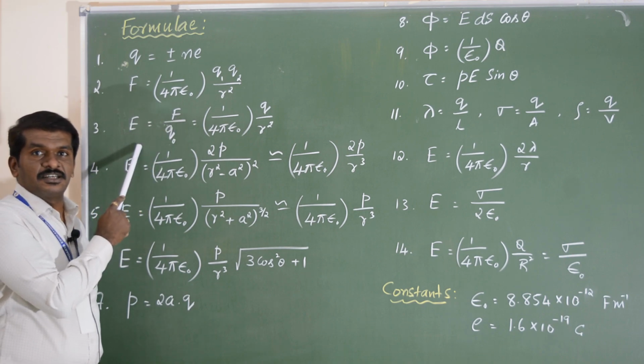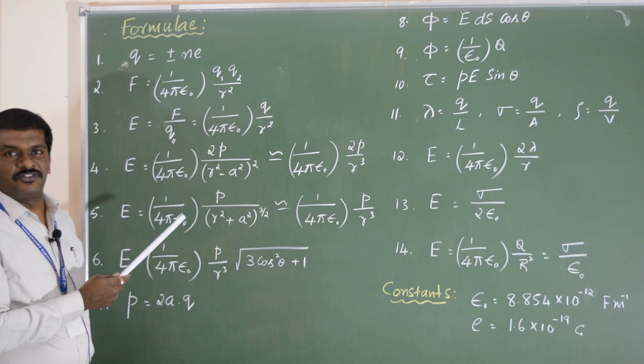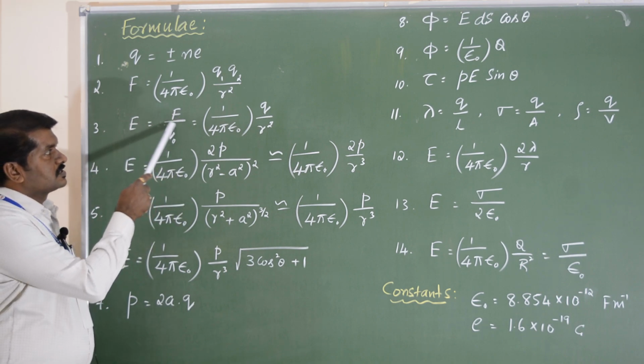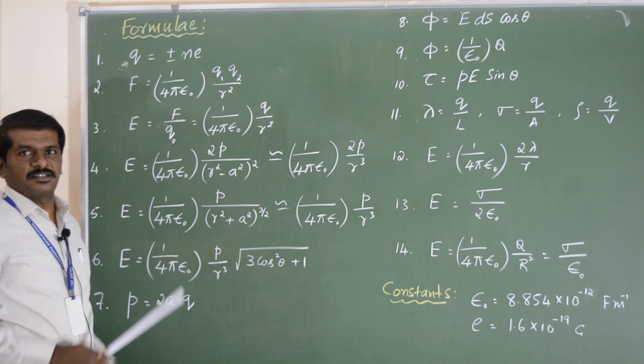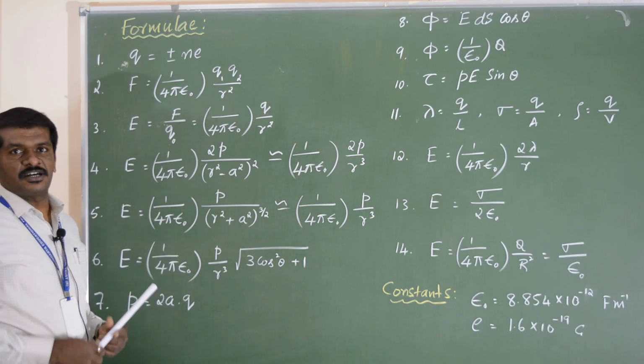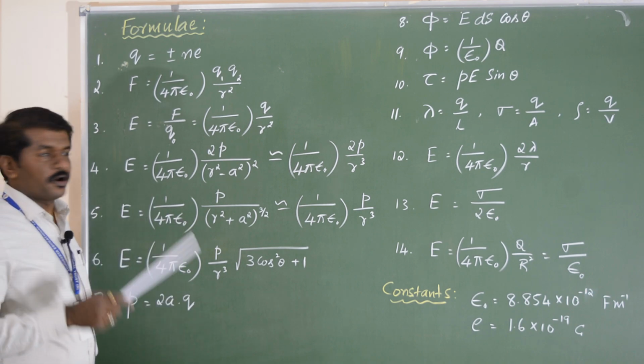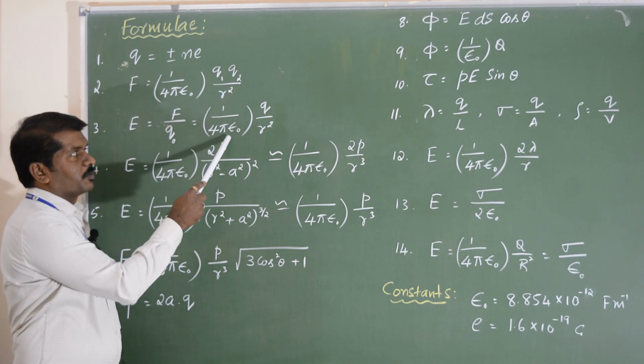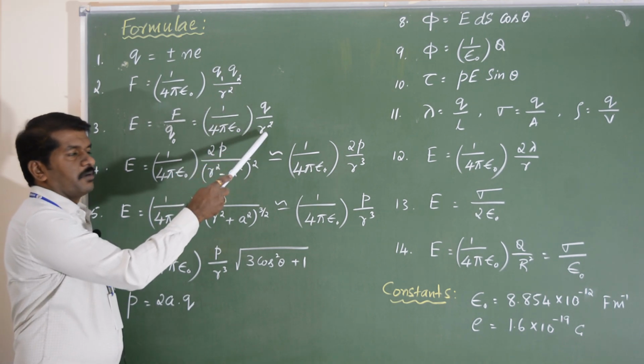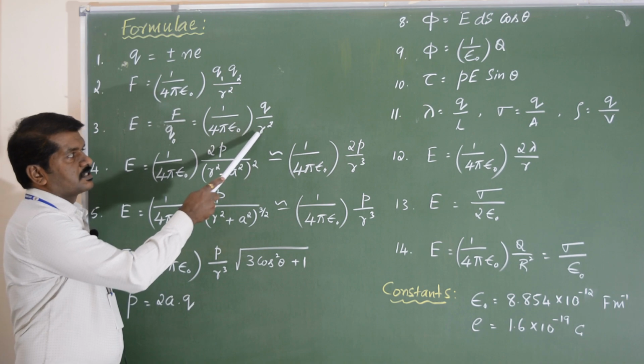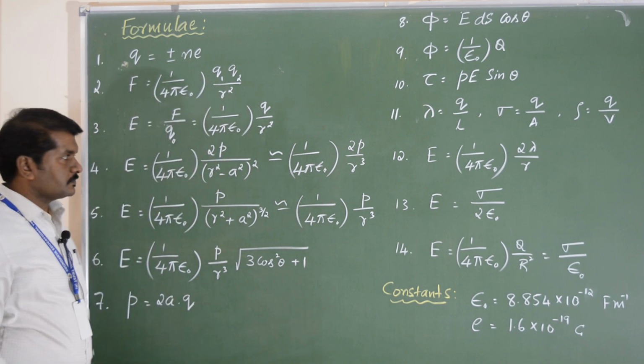Electric field intensity at any point in an electric field is the force experienced by a unit positive charge placed at that point. For a point charge, electric field intensity at a point is given by E = (1/4πε₀) Q/R², where R is the distance and Q is the point charge.